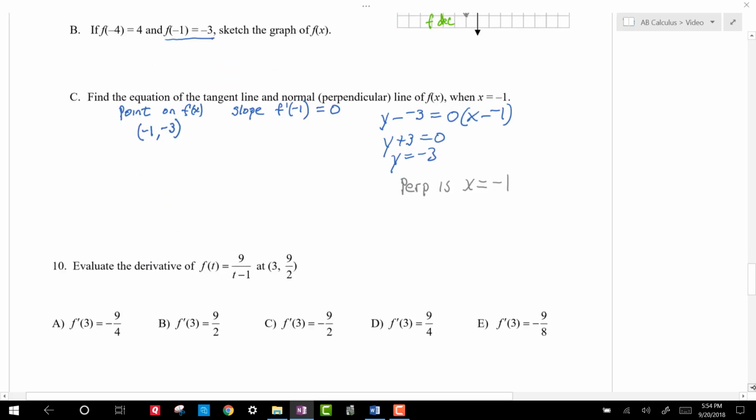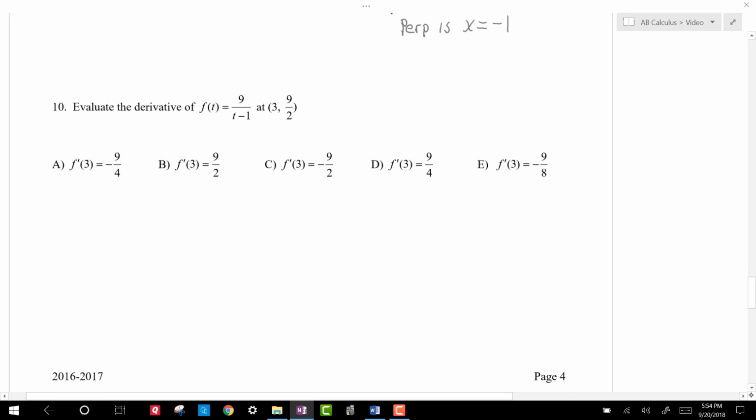All right? Evaluate. Oh, more derivatives. Oh, wait, it says evaluate the derivative at 3 comma 9 halves. All right, well, first thing we need, I guess, is a derivative. So we need f prime of t. Now, you got a couple of different ways you can do this, but I'm just going to do it by the quotient rule here.